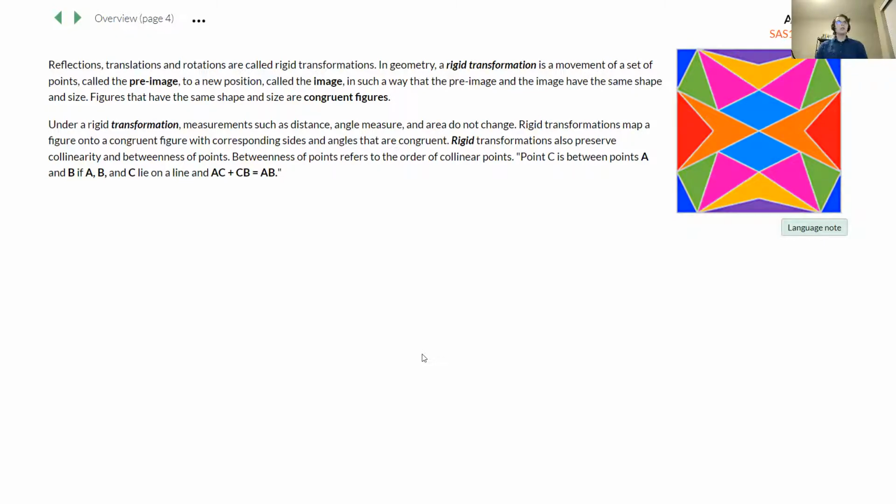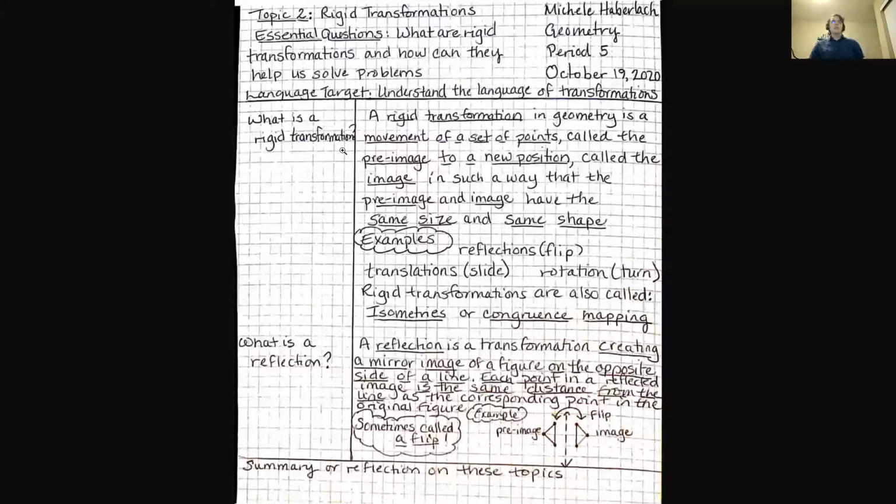Okay. So what we're going to start with in the notes, I'm on the page on Agile Mind that we're going to start with. You'll notice this is a little bit into the pages, right? Let's revisit the notes to see exactly why we're starting a little bit further into it. So here you can see at the very top, our essential questions about rigid transformations are, what are they and how can they help us solve problems? And our language target is to understand the language of transformations.